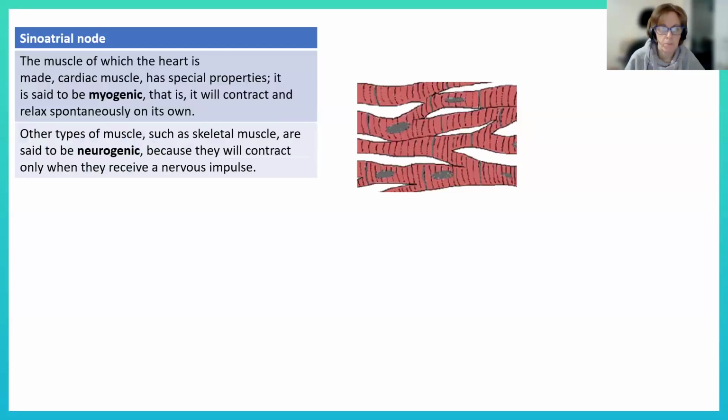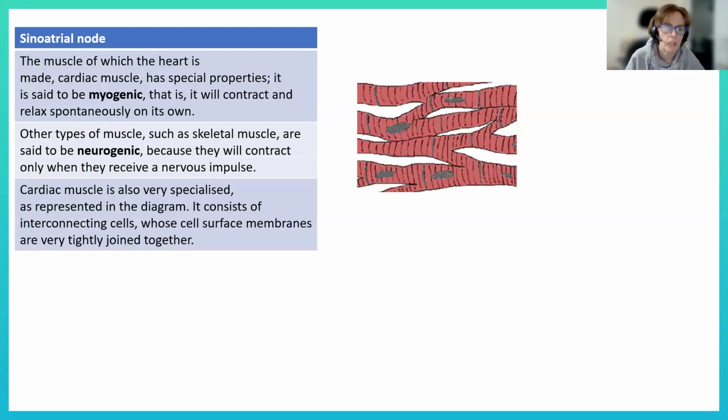Other types of muscle, such as skeletal muscle, aren't myogenic. They don't contract from within themselves. They're neurogenic. They will only contract because they receive a nerve impulse via something called a neuromuscular junction. So it's a connection between a nerve and a muscle. So they aren't myogenic. Only the heart is myogenic.